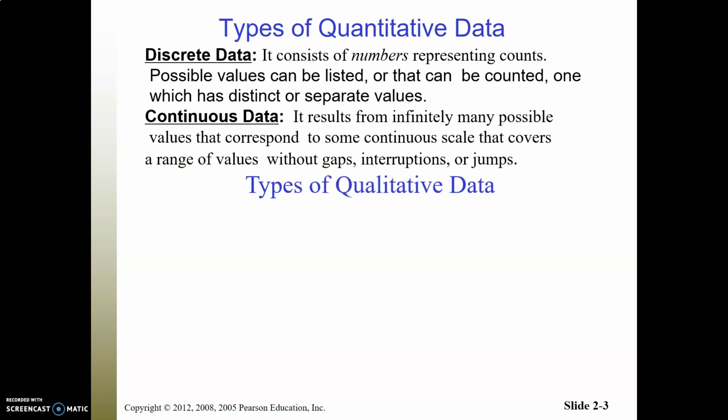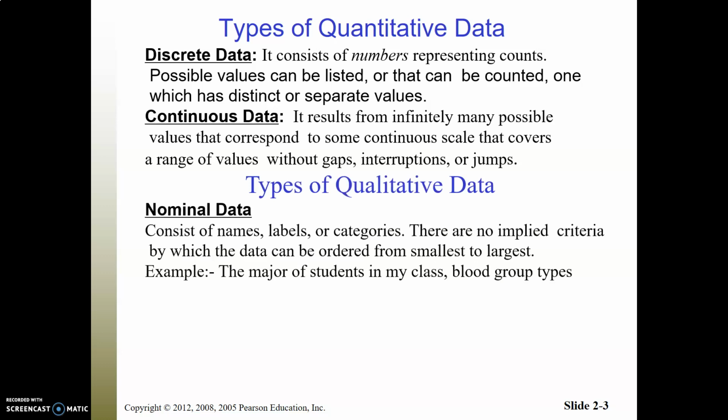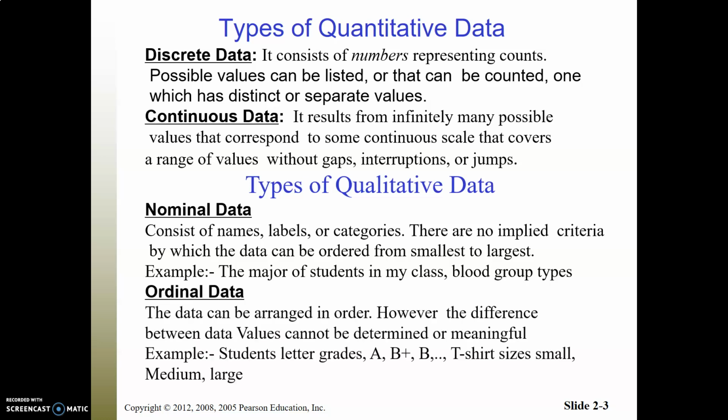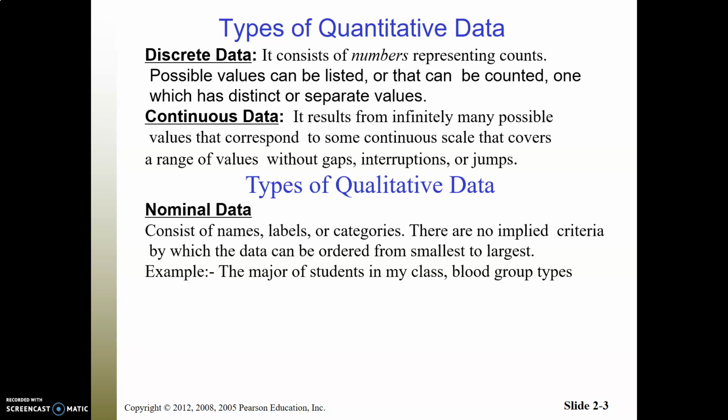Next, there are two types of qualitative data: one is nominal data, another one is ordinal data. Let's do nominal data. Nominal data consists of names or labels or categories, and they are categories in which you cannot define any order. You can't say one is greater than the other.